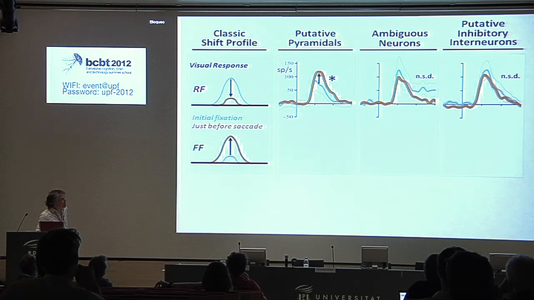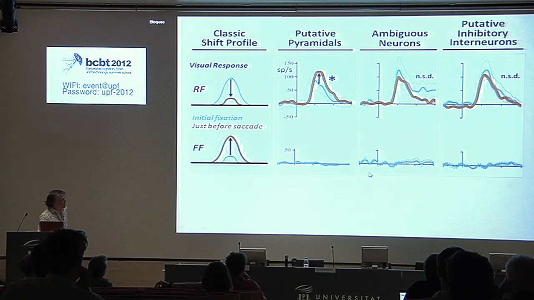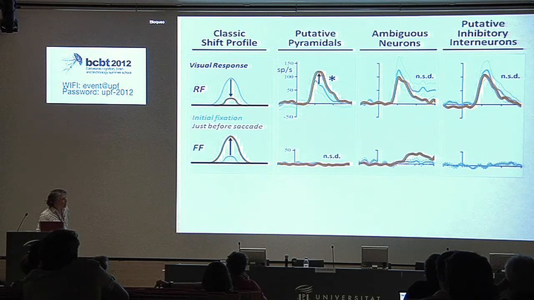Now, at the future field, what we found was that during initial fixation, none of them had any activity. It's outside the receptive field. Just before a saccade, excitatory neurons showed no effect. They did not remap. Ambiguous neurons actually remapped. In fact, there were only 4 of them, but all 4 of them did. And the population activity did too. And inhibitory neurons did not remap.